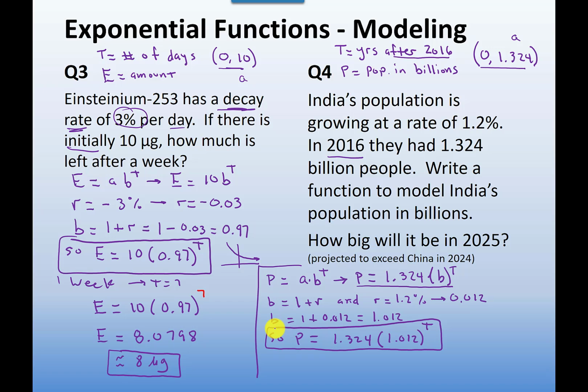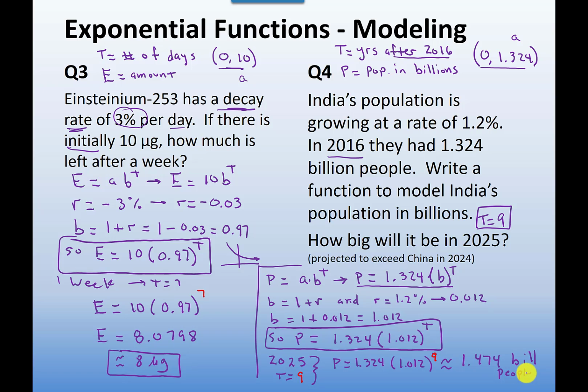Now we had a follow-up question in 2025. Now remember, we're not plugging in 2025. We're talking about t. T equals years after 2016. So if we subtract, we're going to find out that that's 9 years after. So all we have to do now is just some calculator work and plug this in. Once we plug this in, we're going to get the population is approximately 1.474 billion people.